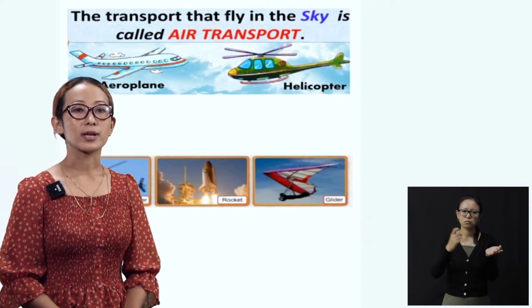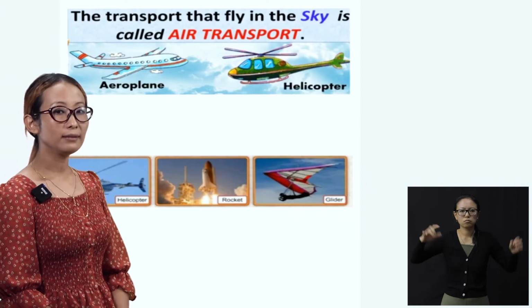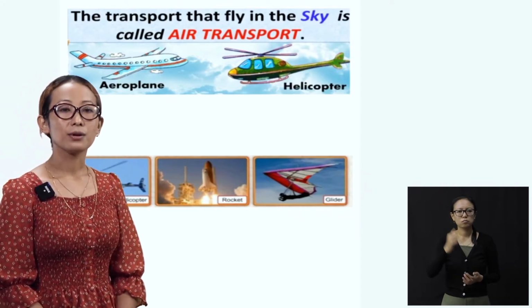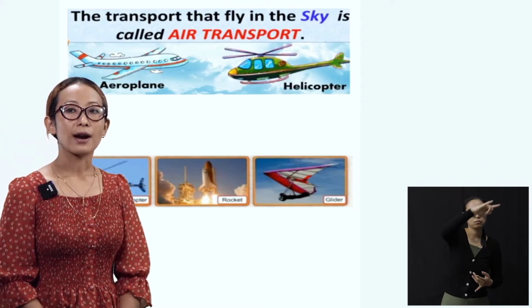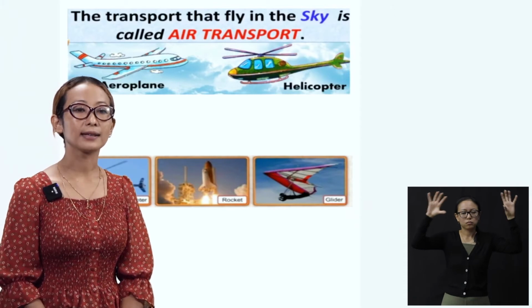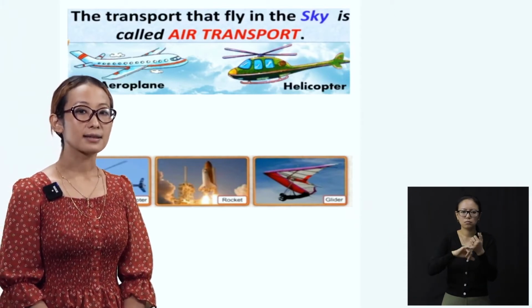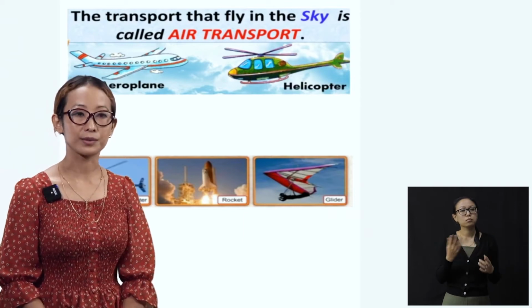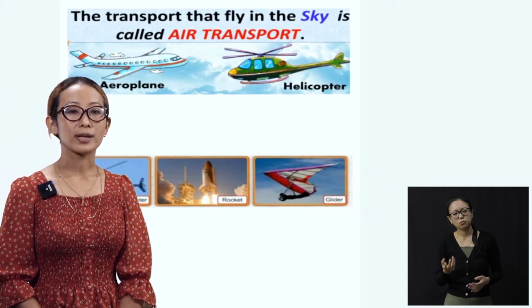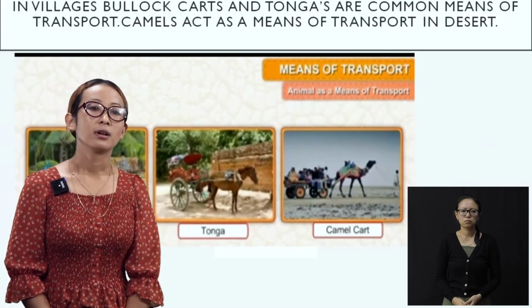Next is air transport. Air transport includes an aeroplane, a helicopter, a rocket, etc. These air transports are the vehicles that fly in the sky. You can see an aeroplane flying in the sky, in the air, and the helicopter also. So the vehicles or the transport that fly in the sky are called air transport.